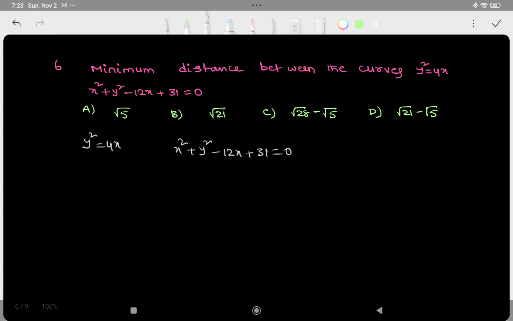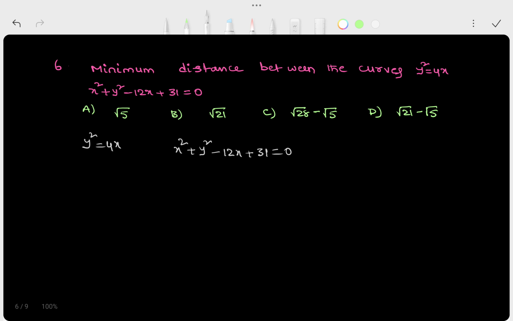Now here, the second one is the circle equation and the first one is the parabola. For the circle, the center will be C is equals to (6, 0), so clearly it lies on the x-axis. What is the radius? Radius is equals to root of 36 plus 0 minus 31, so this value will be root 5.